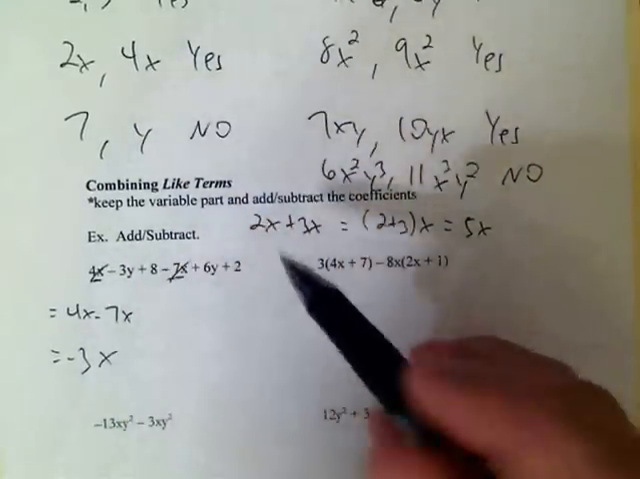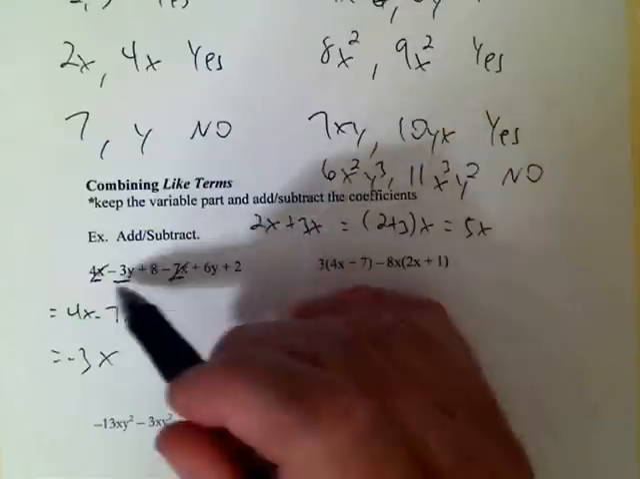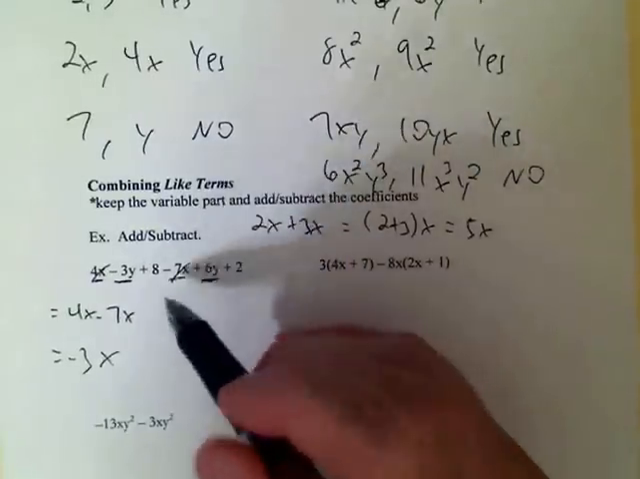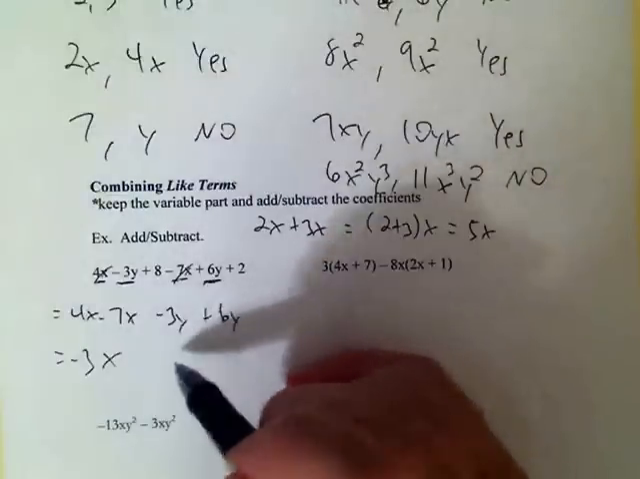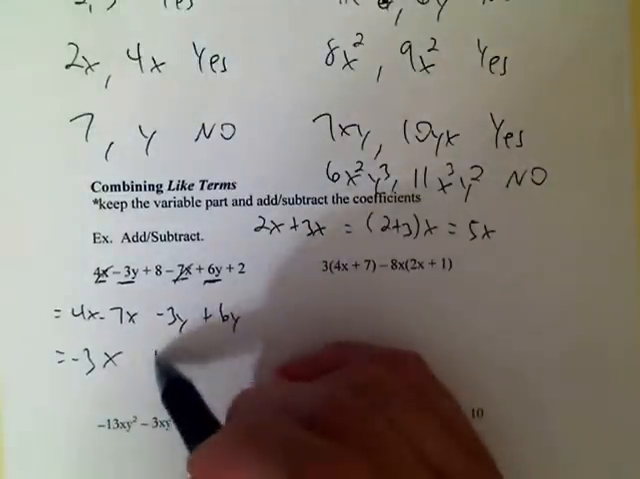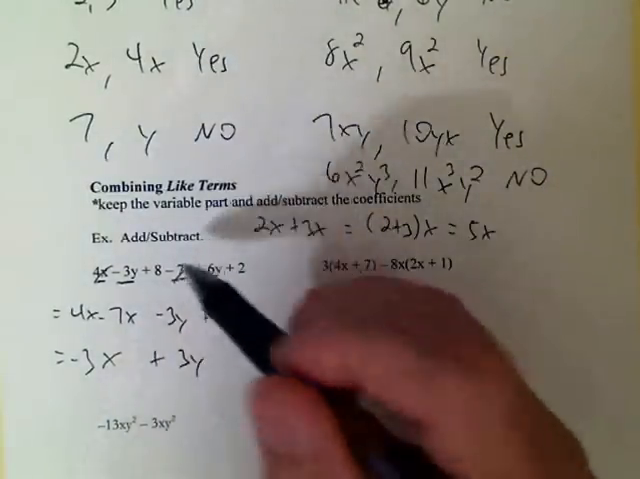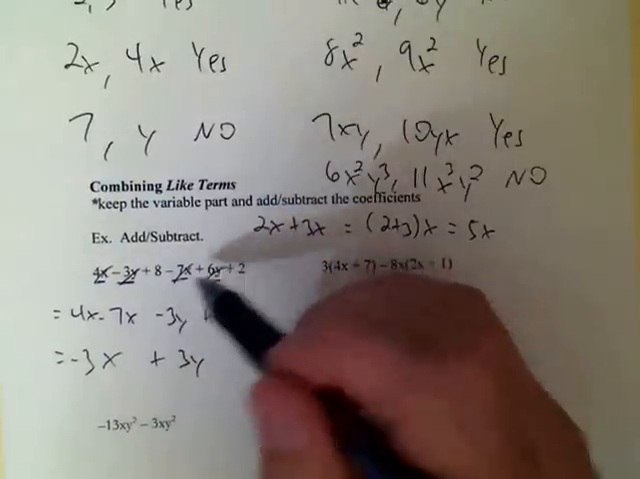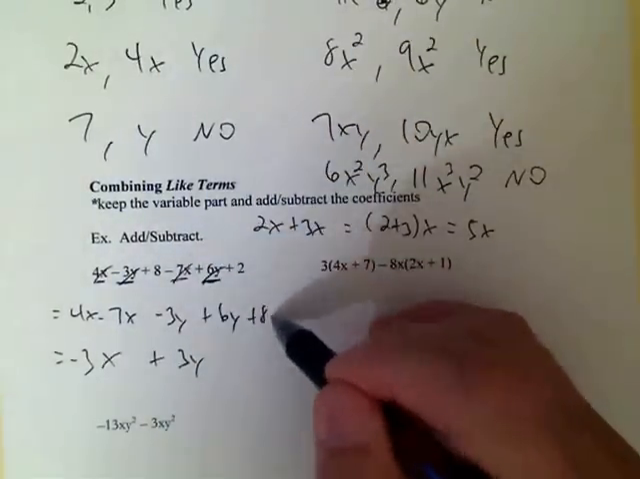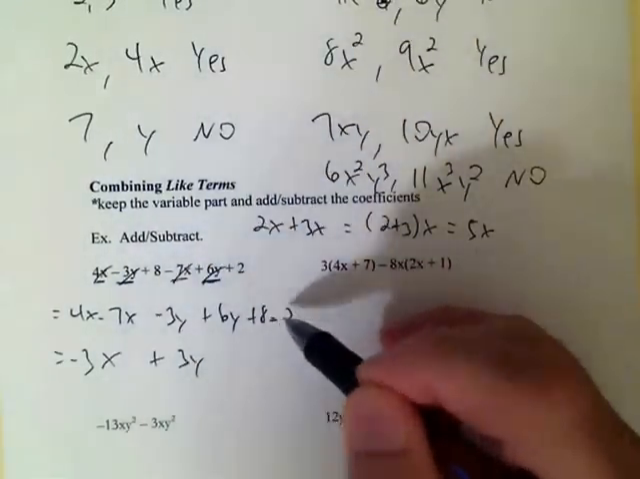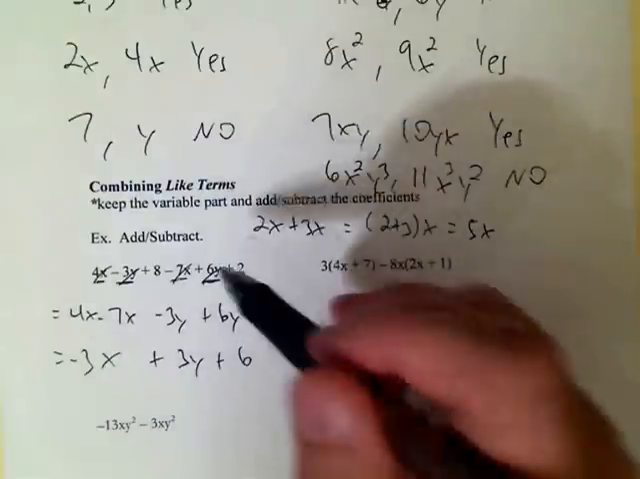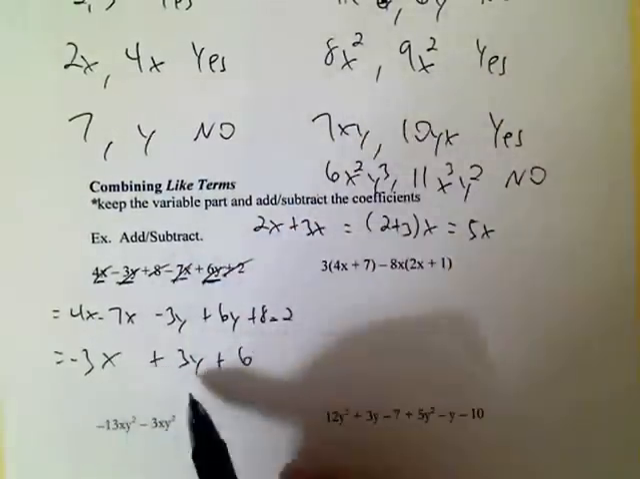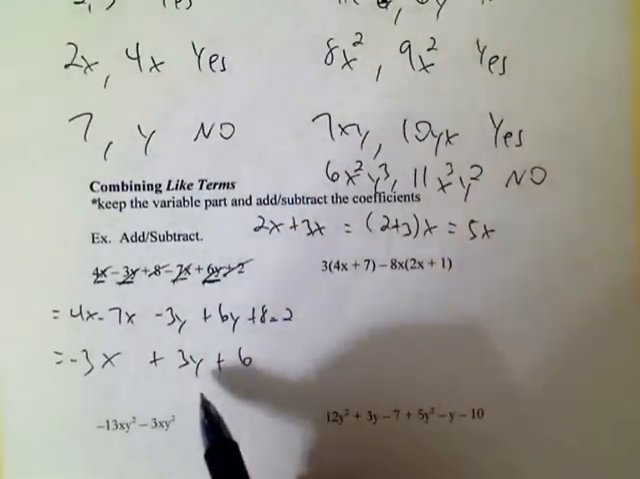Here's a y term. There's another y term. So we have negative 3y plus 6y. When you combine those, you get plus 3y. Let's mark those out because we're done with those. Now we have a plus 8 and a minus 2. Plain old numbers. We always like plain old numbers. 8 minus 2 is 6. It's positive 6. Nothing left. No more like terms because they don't all have the same variables. You're done. That's all you're doing.